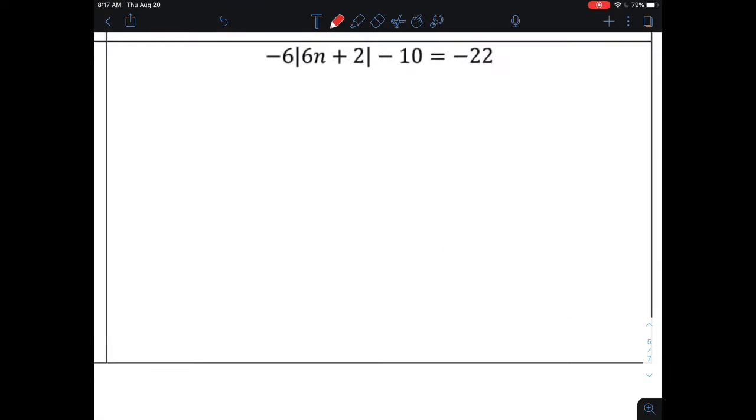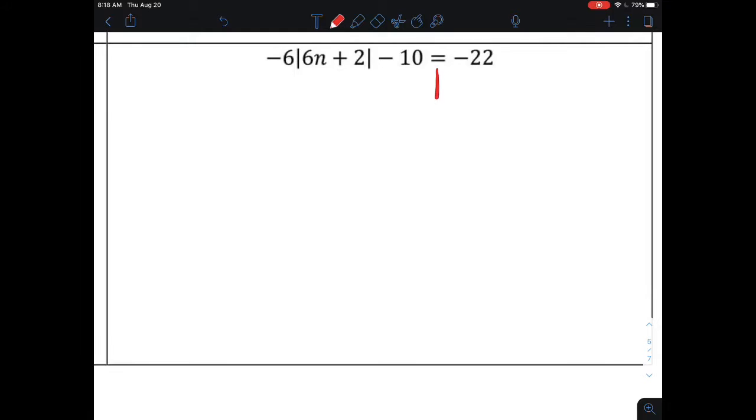All right, new problem here. So I see I have the absolute value on one side, which means in order for me to solve it, I have to isolate the absolute value. So I look to move any adding and subtracting on the outside of the absolute value first. So I'm going to move the minus 10 to the other side, which means I got to add it to both sides. It's going to give me negative 6 times the absolute value of 6n plus 2 is equal to negative 12.